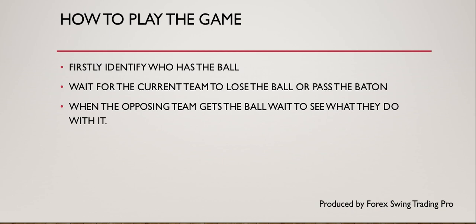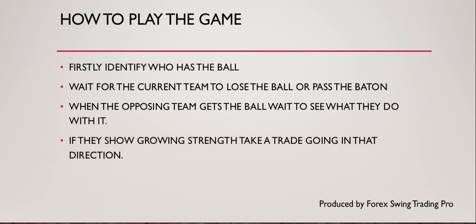Now, when the opposing team gets the ball, it doesn't mean that it's time to trade. We need to wait to see what they do once they get the ball. Are they showing strength? Are they weak? What exactly happens now that the opposing team has got the ball? If the Bears had the ball and the ball passes on to the Bulls and the Bulls start growing in strength, that's the time at which we want to take our trade. We're always trading with the team that has the ball, going in the direction that they're showing, especially if the strength is growing with that side.